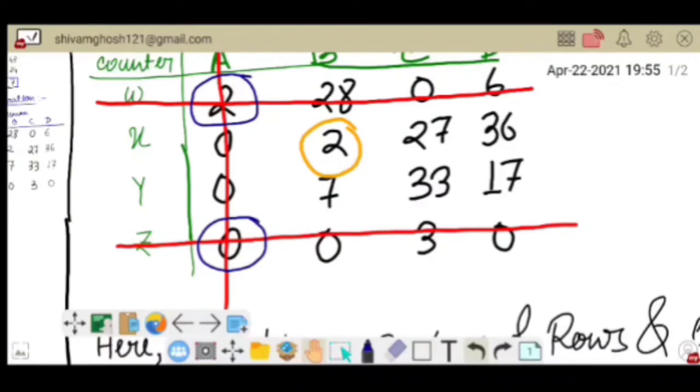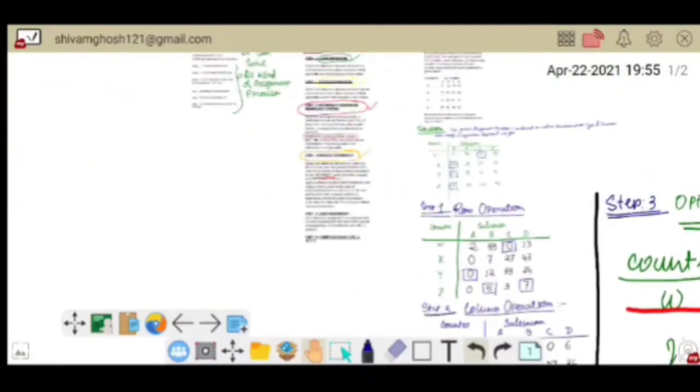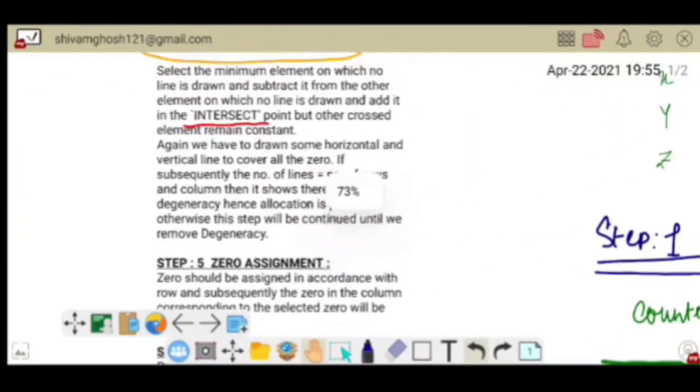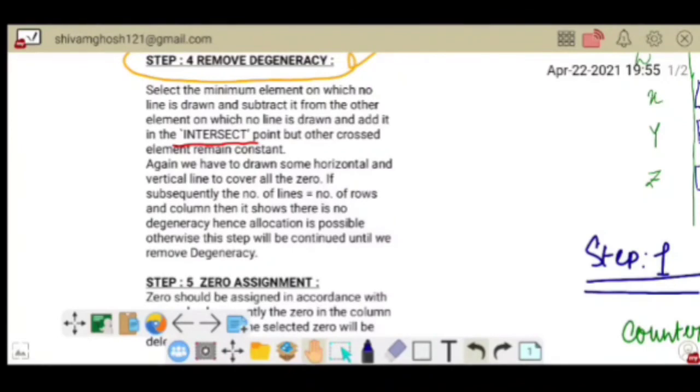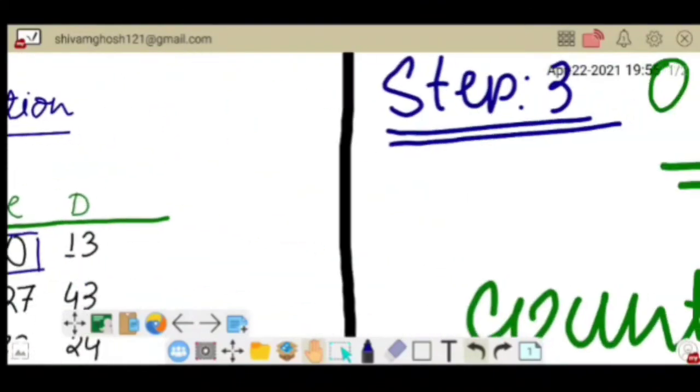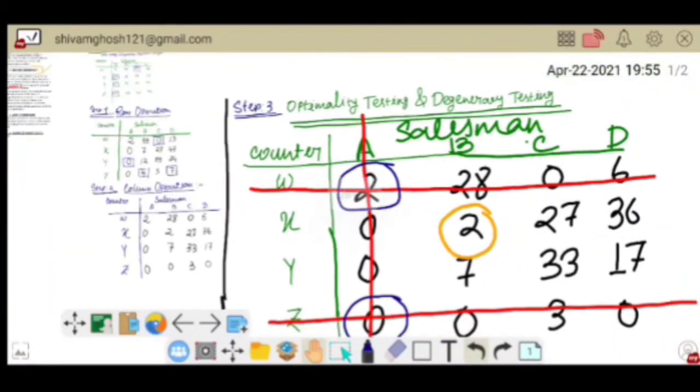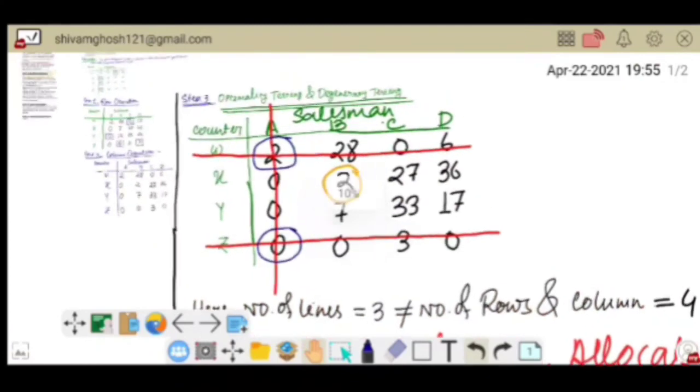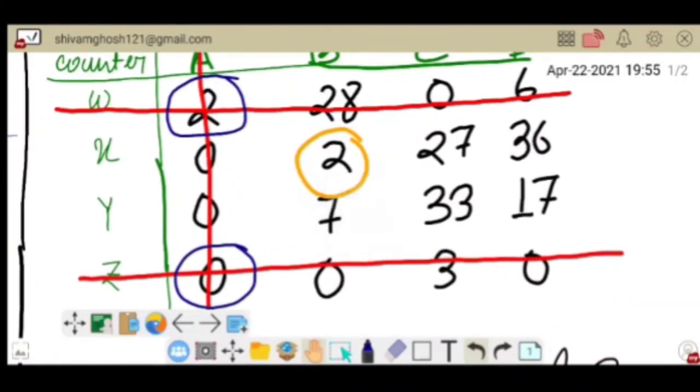And what is the thing next? The other crossed elements remain constant. So for the other crossed elements, there will be no change, that will be same as before. Okay, so the other elements on which the line has been drawn, that is 28, 0, 6, 0, 3, 0, there will be no change. That will be the same as now.